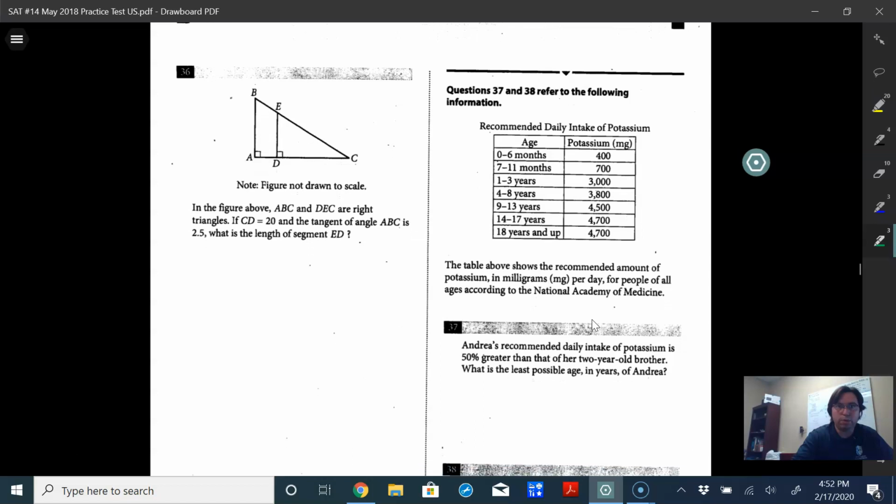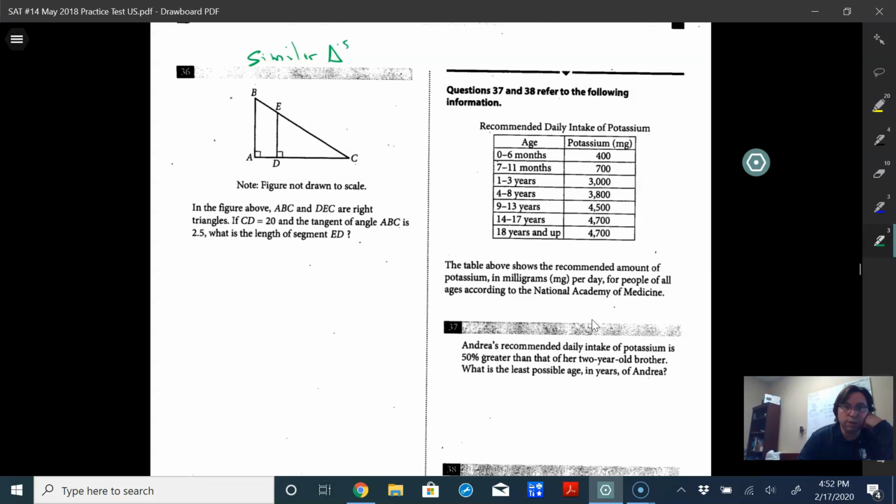All right, let's look at number 36 here. What we see here is we have two triangles within that. So within this, we can automatically assume that we're dealing with similar triangles, okay? And that's what we have here.